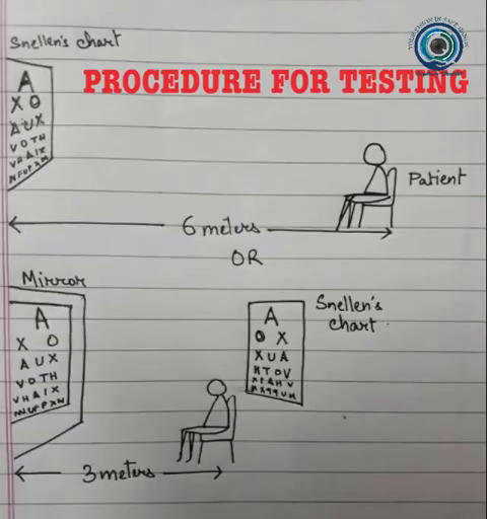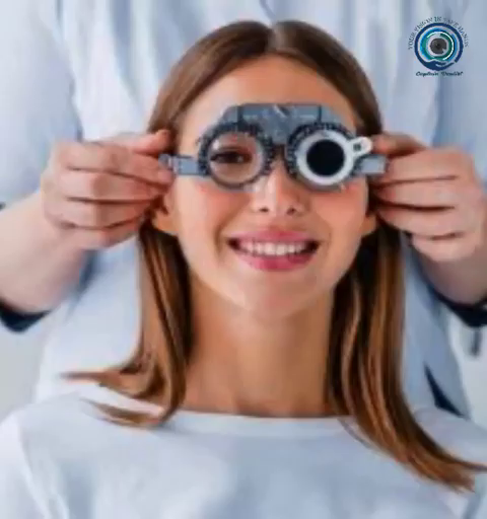Procedure for testing. Ask the patient to sit at a distance of 6 meters to read the chart, each eye separately, that means by occluding one eye. A patient who is able to read up to the 6th line correctly is recorded as 6 by 6. Depending upon the smallest line the patient reads, his or her vision is recorded.